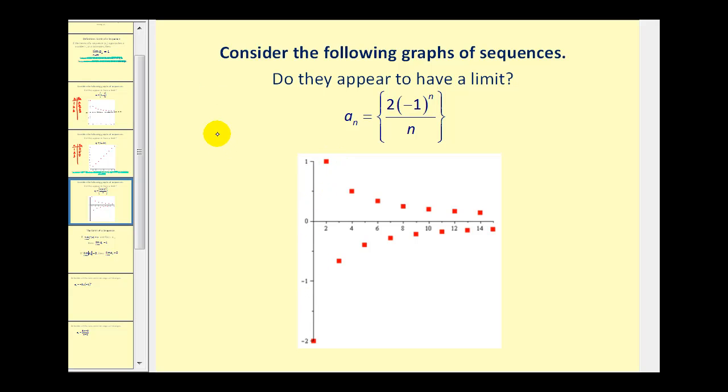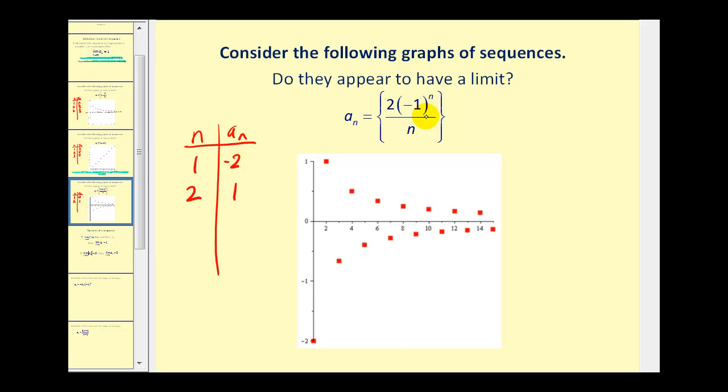Let's go ahead and generate the first 2 or 3 terms. If n is equal to 1, we'd have 2 times negative 1 to the first. So we'd have negative 2 divided by positive 1. So when n is 1, we'd have a sub n equal to negative 2. That's this point here. When n is equal to 2, this will be a positive 1 now, so we'll have 2 times 1 divided by 2. That would give us 1 at this point here.